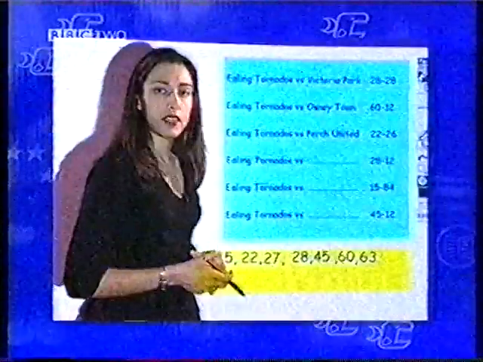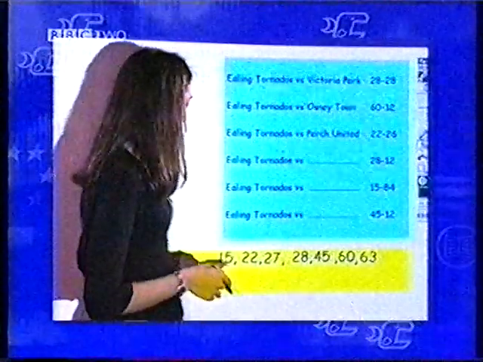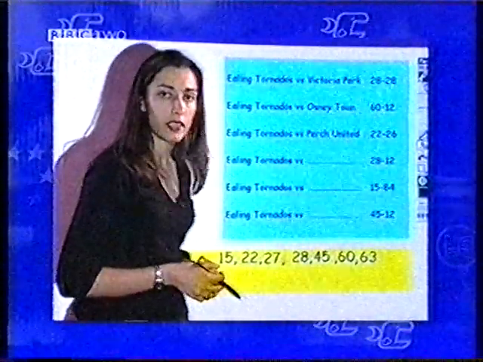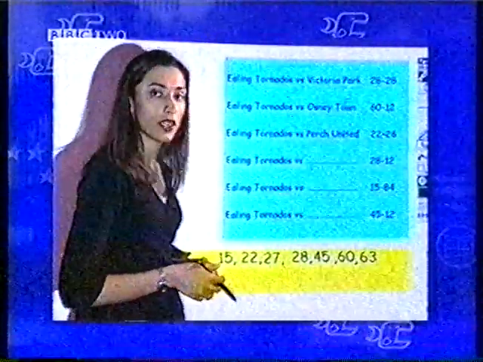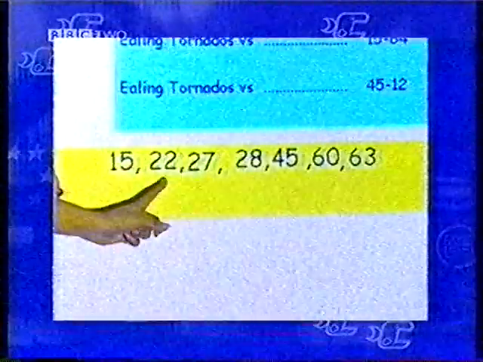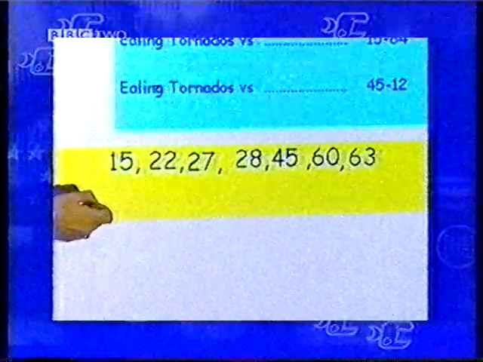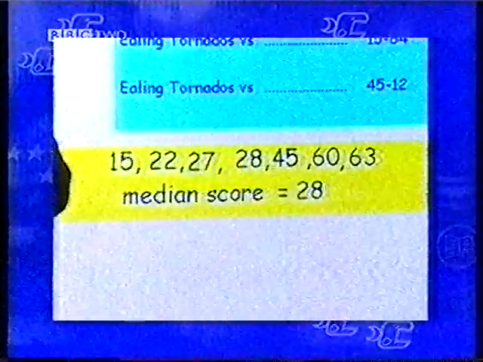So let's say that the Ealing Tornadoes played a 7th game and they had a winning score of 63. We'd have to add that to our list here, 63. Now again we want to find the middle value. This time it falls exactly on the 4th value here, 28, right in the middle. Look, we've got 1, 2, 3 less and 1, 2, 3 more. So that gives us a median average of 28.